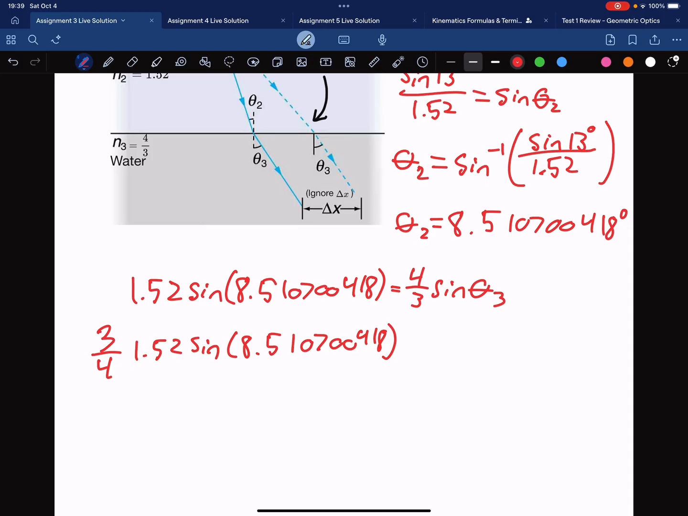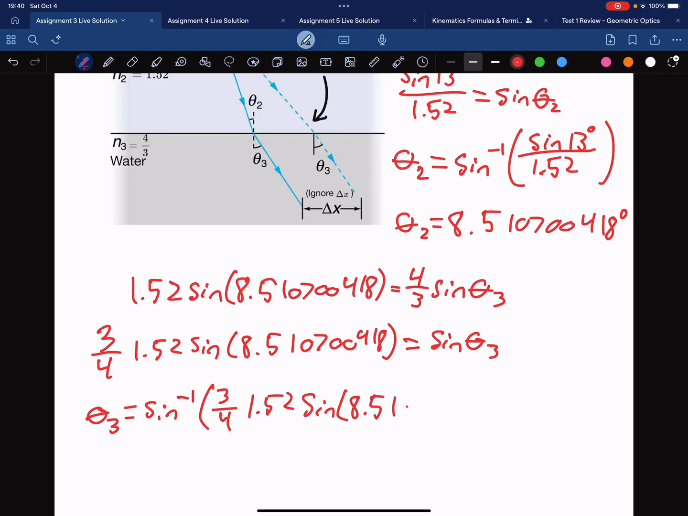So 3 over 4 times 1.52 times the sine of that angle is all equal to the sine of theta 3. Now, again, I'm going to write theta 3 on the left, and I'm going to take the inverse sine of both sides at once here, and I will have 3 over 4 times 1.52 times the sine of our long decimal here, careful with your brackets on this one.